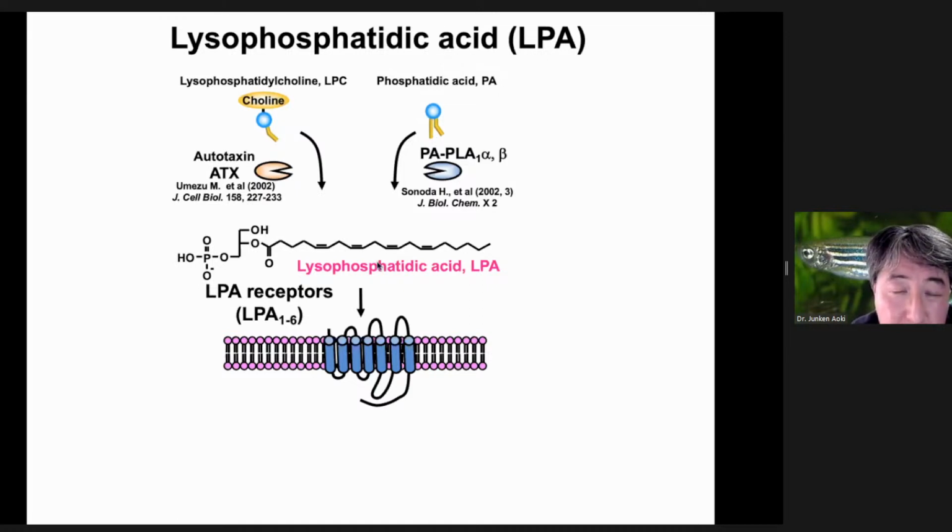And very importantly, the second pathway mainly produces SN2 lysophosphatidic acid, and also the recent crystal structure of autotaxin revealed that this enzyme also likes LPC containing PUFA at the SN2 position. So in my opinion, most LPA that activates LPA receptors is SN2 PUFA-containing LPA.